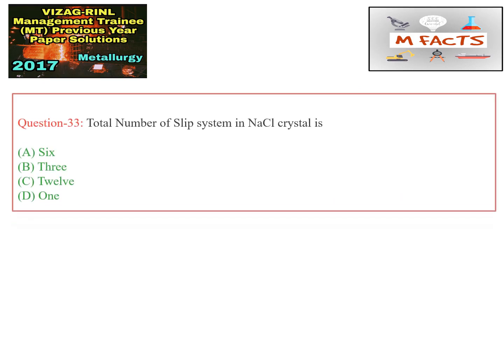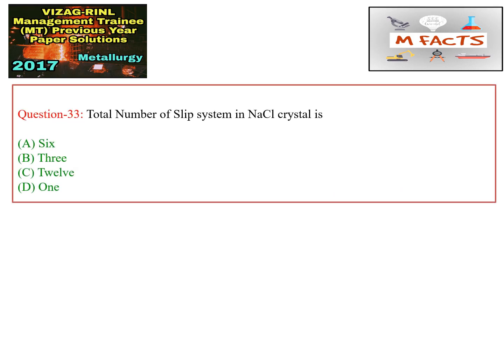The next question is: total number of slip systems in NaCl crystal is. They are asking about slip systems in NaCl. We know that for FCC the number of slip systems is 12, in BCC 48, and in HCP this is important, so you can learn these things. This is what I am writing here, the number of slip systems.